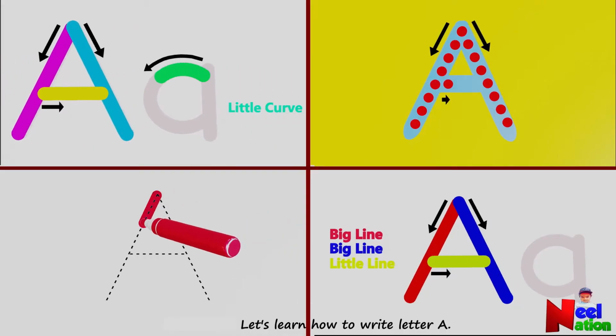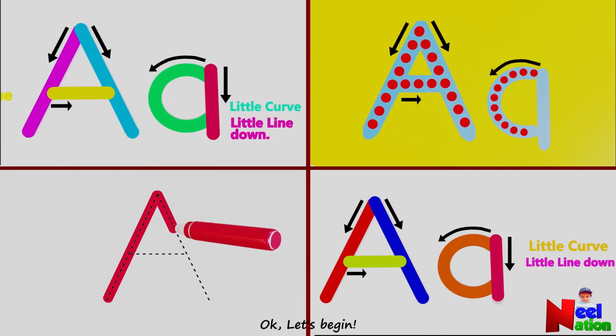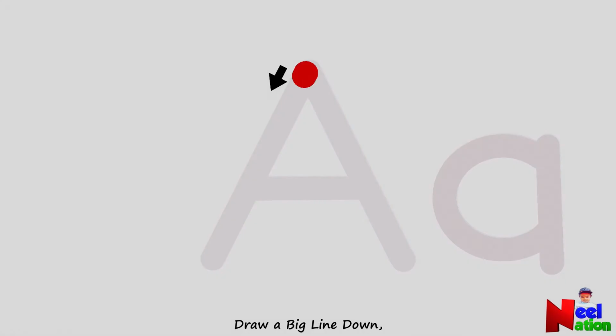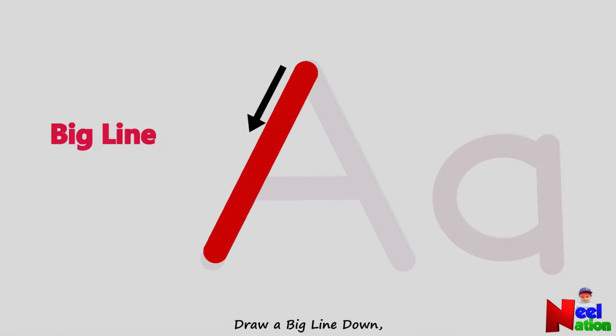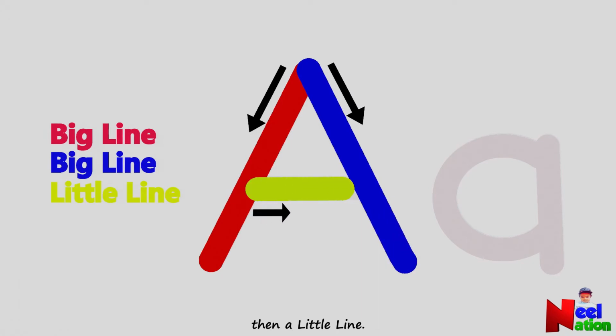Let's learn how to write letter A. Okay, let's begin. Draw a big line down, another big line down, then a little line. Now you have an uppercase A.